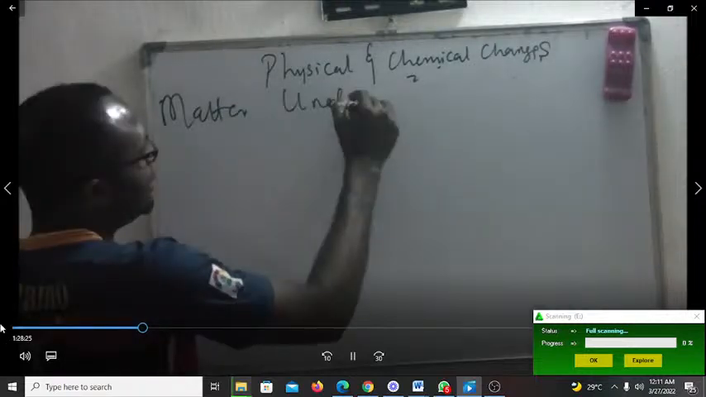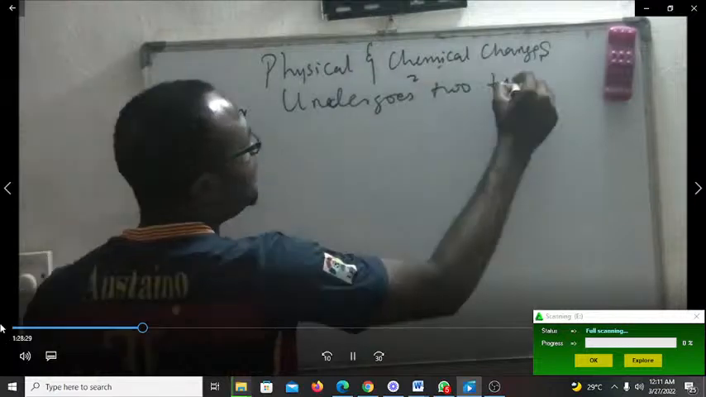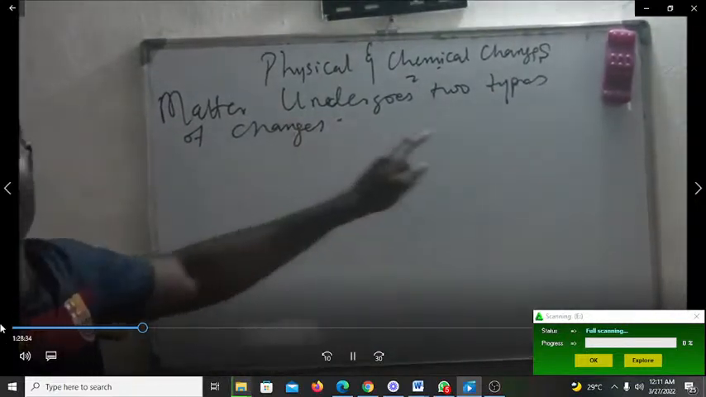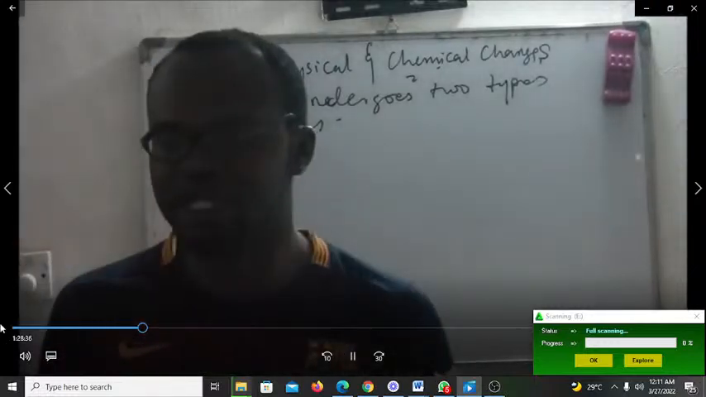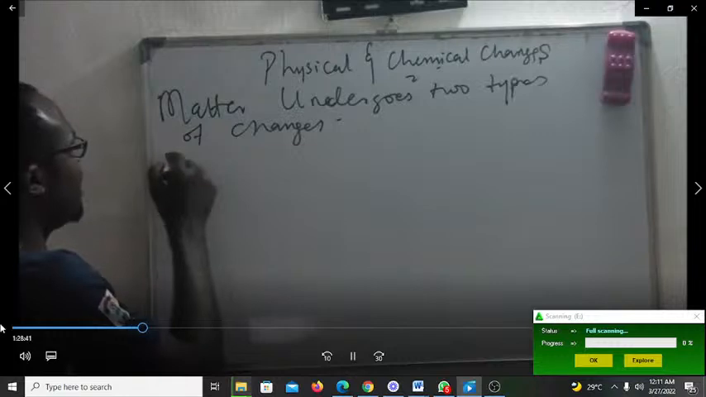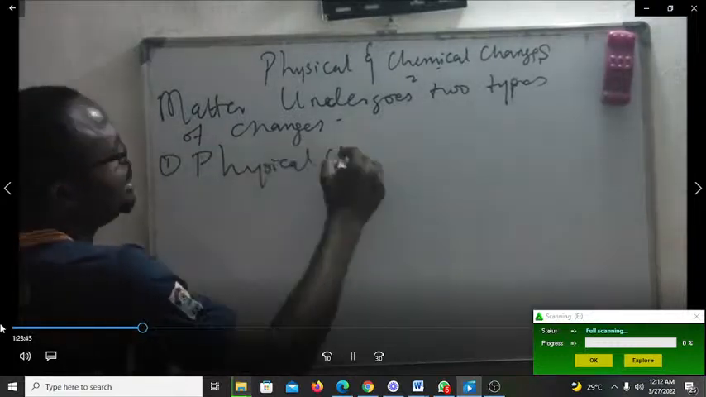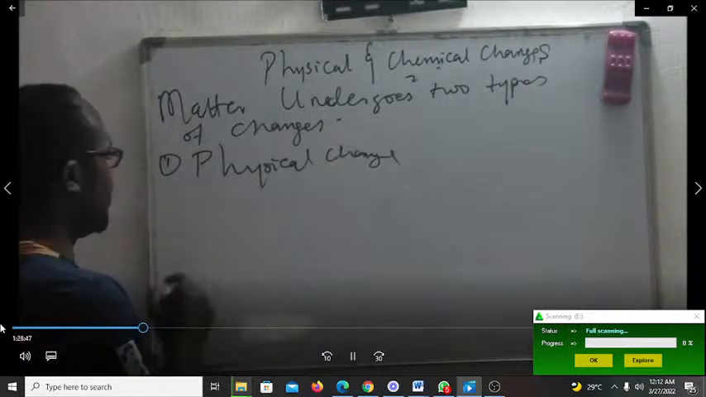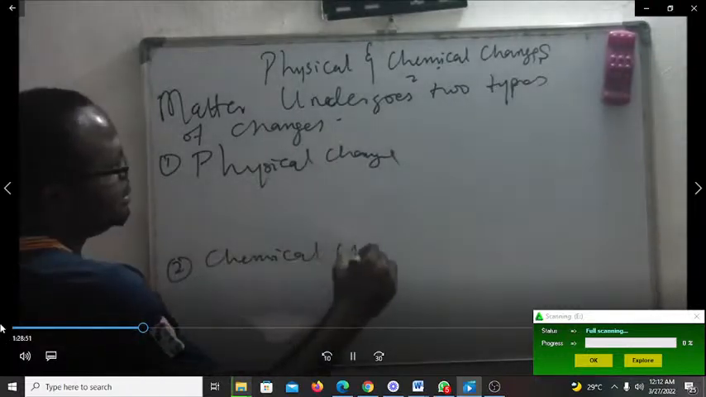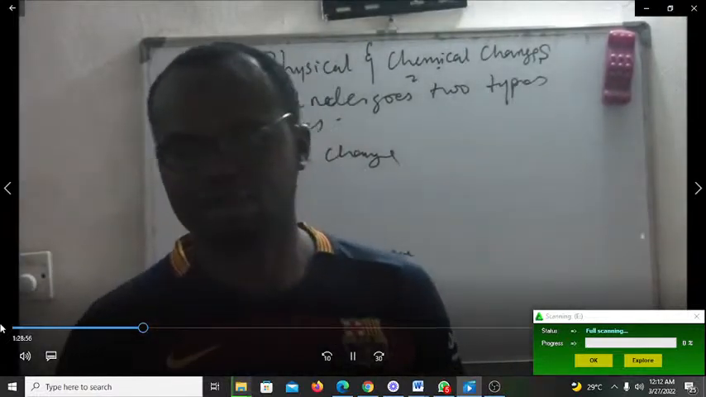Changes. Matter undergoes two types of changes. Matter undergoes how many types of changes? Two types of changes. Number one is what we call the what? Physical change. And number two is what we call the what? Chemical change. These are the two types of change that matter can undergo.